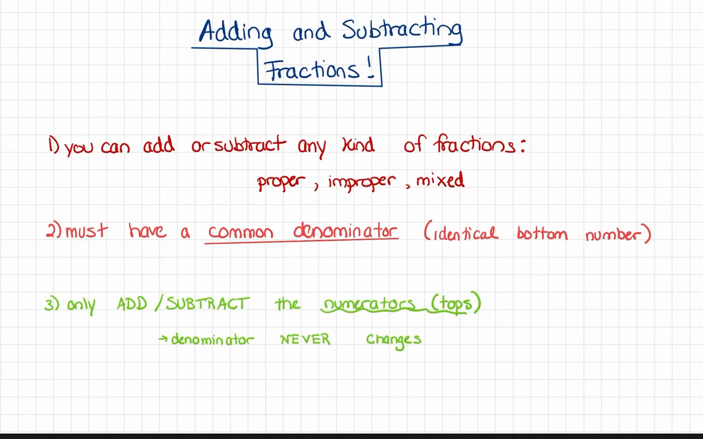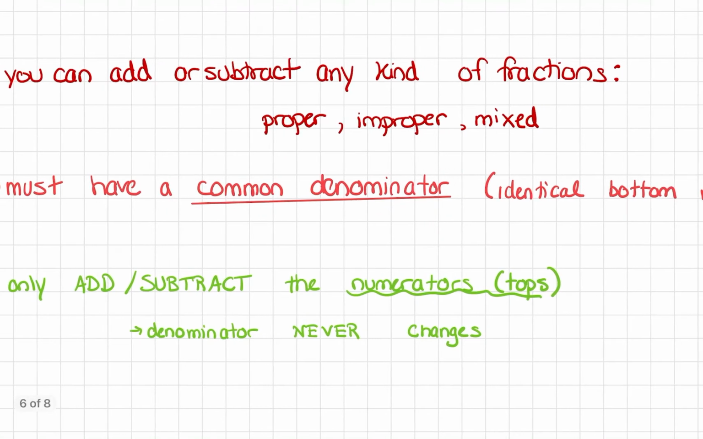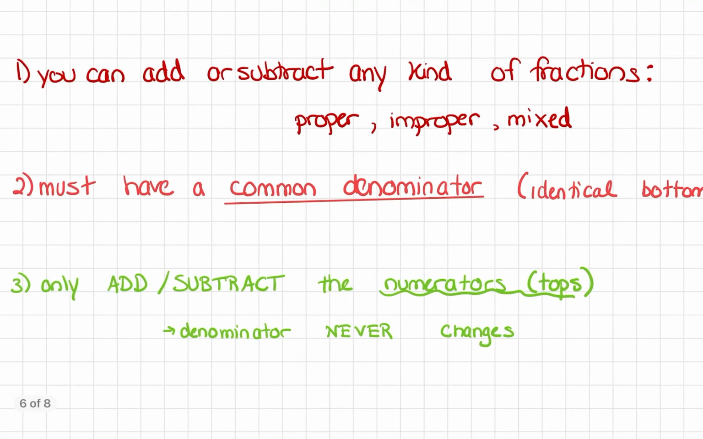So on this screen right now, you'll notice that I have three pretty important rules that I'm going to need you to keep in your minds as we're doing this video. The first thing that I want you to know is that you can add or subtract any kind of fractions. So you can add and subtract proper with proper, proper with improper, improper with mixed, mixed and mixed. It doesn't actually matter. What does matter, however, is that no matter what you are adding or subtracting, the two or more fractions need to have a common denominator, also known as an identical bottom number, which we're going to talk about in a second, obviously with some examples.